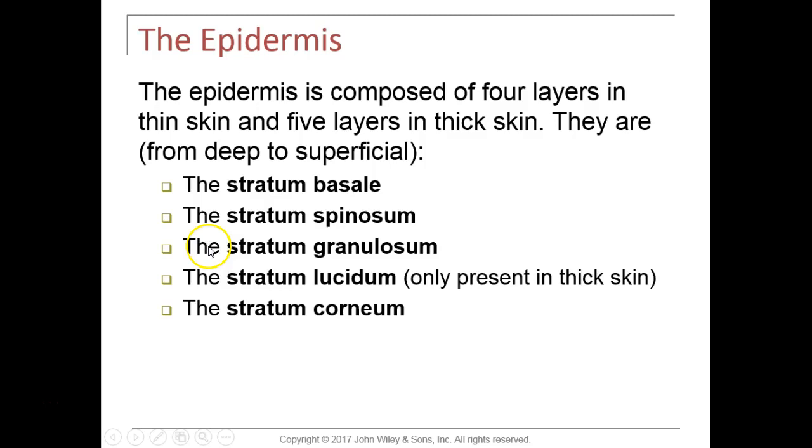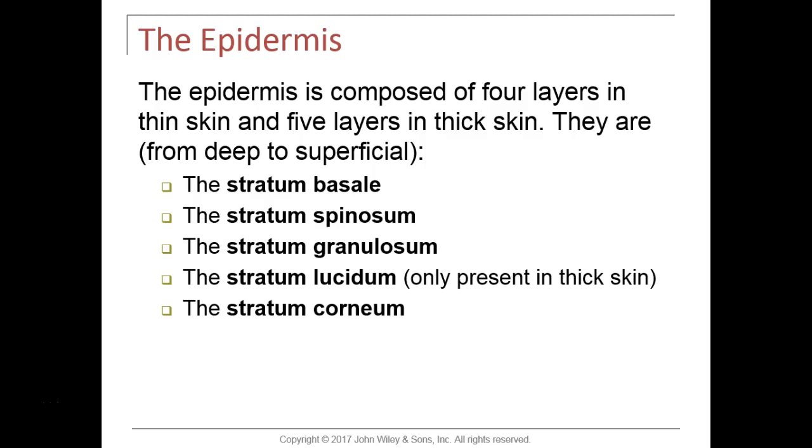Then the stratum lucidum. This is the layer that's only found in thick skin, not in thin skin. So in thin skin, you would go straight from the granulosum layer straight into the last layer, which is the corneal layer, the stratum corneum. But on the palms of your hands and the soles of your feet, you would see all five of these layers in this order. So the stratum corneum is the most superficial layer, which is the outside of our body that we see, that layer of the epidermis.